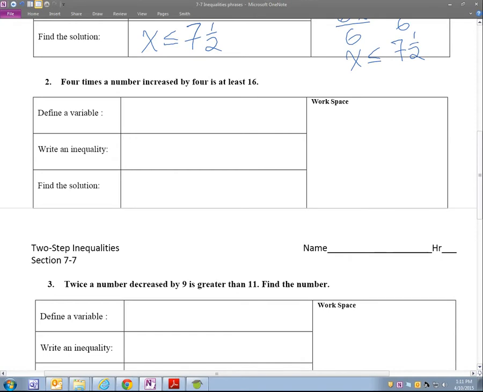I want fractions. 4 times a number, so I have 4 times a number increased by 4 is at least 16. So those are my words there. I'm going to use y as my variable, because frankly we can have it be anything. Let y be a number.